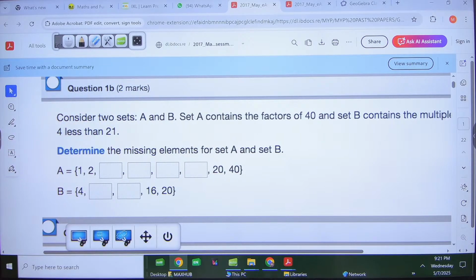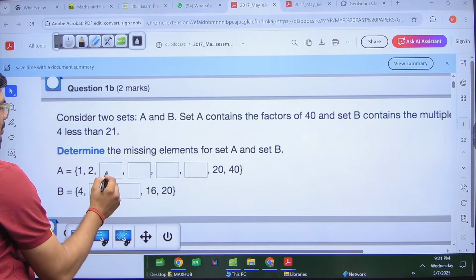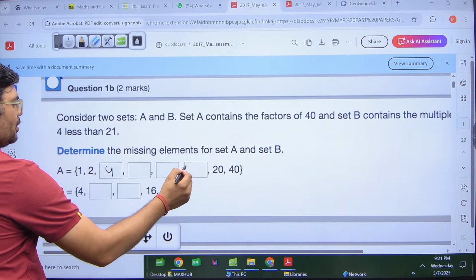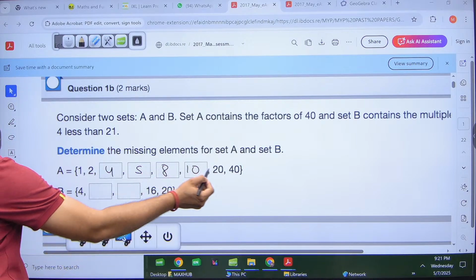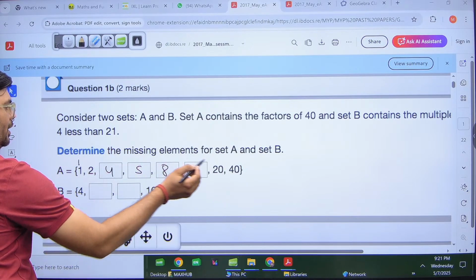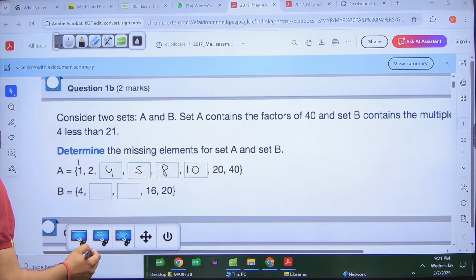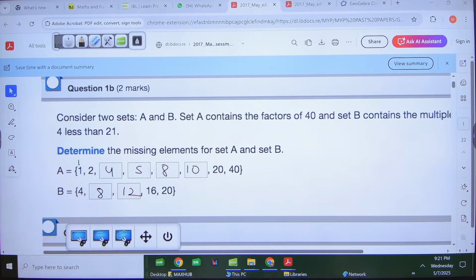So what is in A? So 1, 2, 5. No, first you will write 4. Then 10, 8 and 12 would be in here. Okay, you go serially and count. So for 1 you get 40, for 2 you get 20, 4, 10, 5, 8. Now the multiples of 4 less than 21. So 4 into 2, 8, 4 into 3, 12.